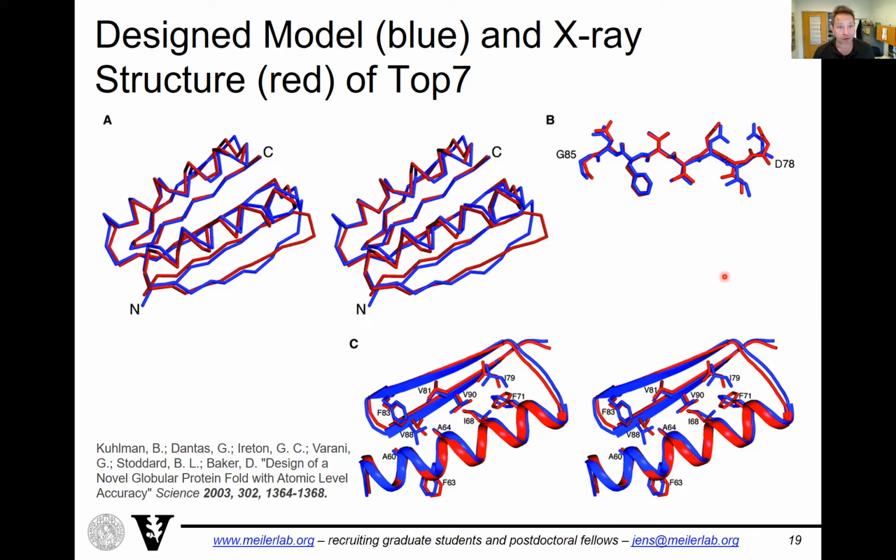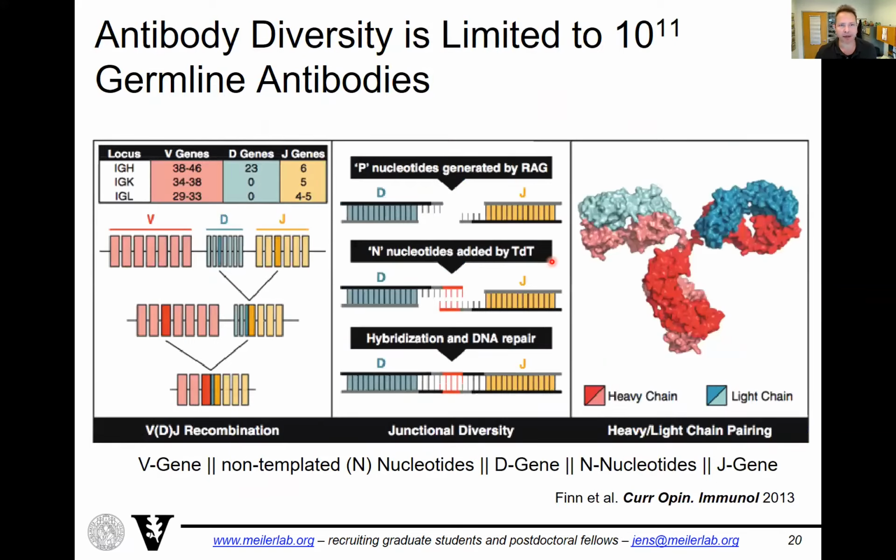And this is sort of a given. For this algorithm to function, for this design to function, you need to get it correct at atomic detail. And so the design model, by the way, is in blue, the X-ray structure, the experimental structure, is in red. Okay, and so I think these are giving us a little bit of background in the area of where Rosetta is coming from, protein folding and the inverse protein folding problem.